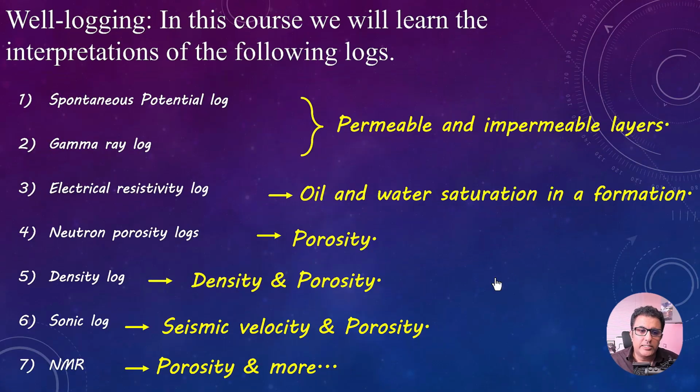As you see here, you're going to learn 7 different well logging tools. The first 2 well logging tools, spontaneous potential and gamma ray logs, are used to identify permeable from impermeable layers. And then you're going to learn about electrical resistivity, that is used to first identify hydrocarbon saturated layers.